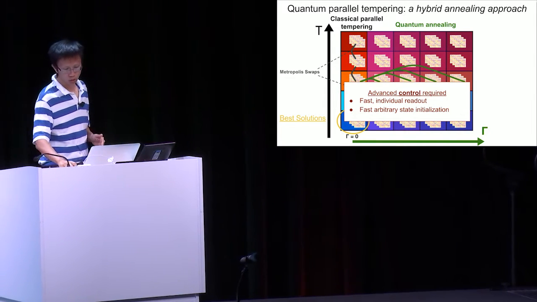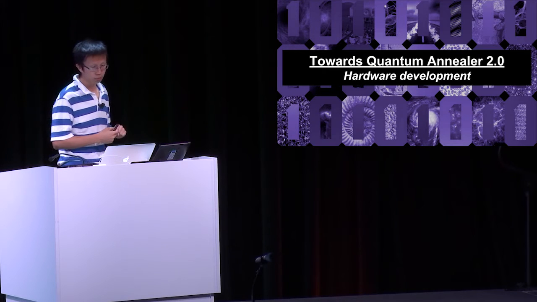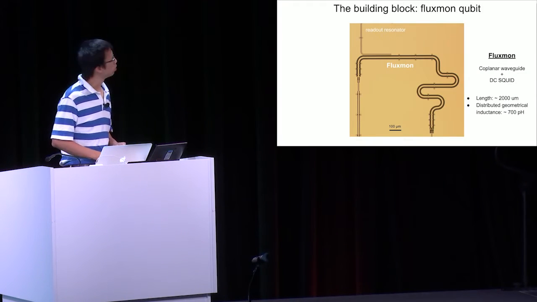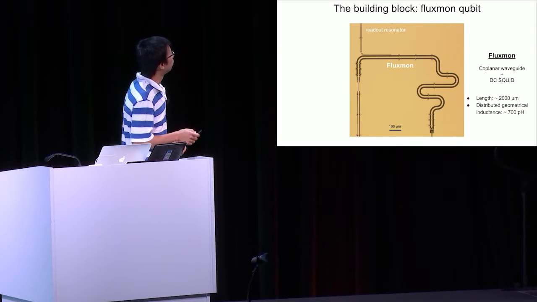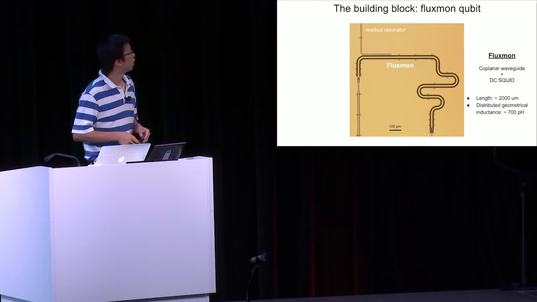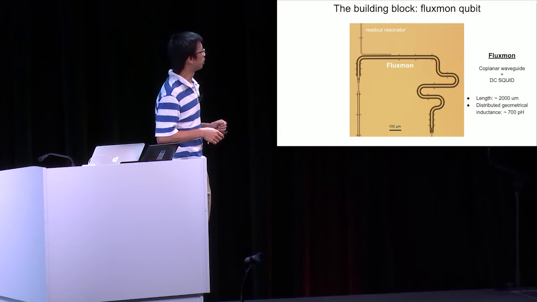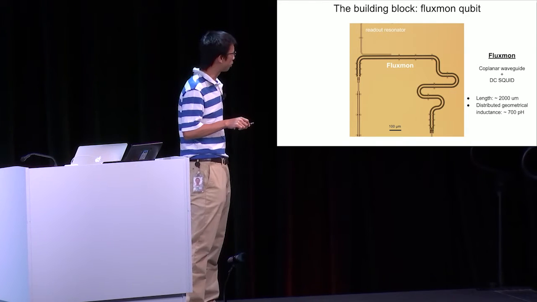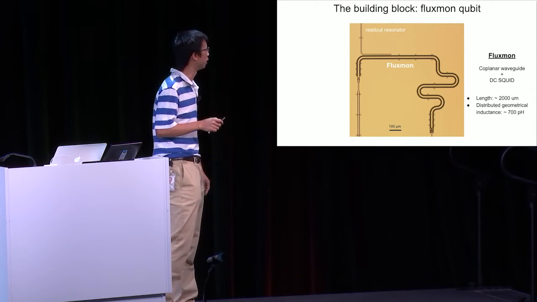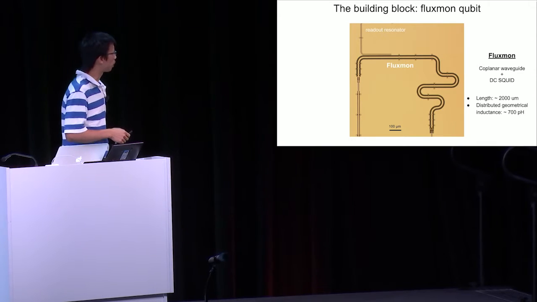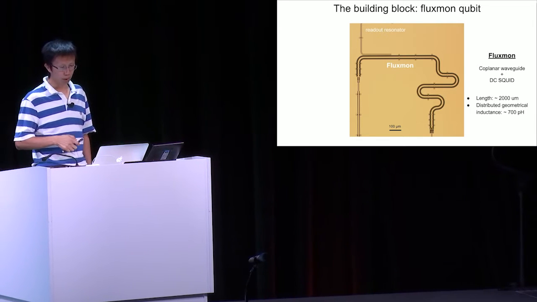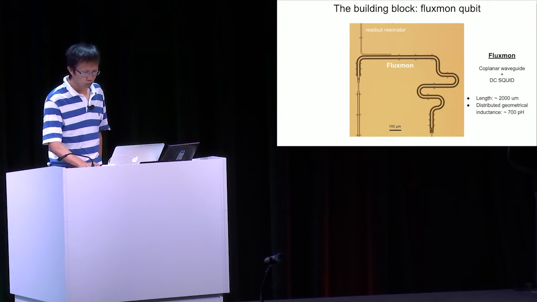So let me tell you what our current development is in terms of hardware. First of all, I want to introduce the fluxmon qubit, which is a building block of our Quantum Annealer version 2.0. It is still a flux qubit, as you might be familiar with. We have a squid at the bottom here, and it's shunted with a coplanar waveguide as this meander line. So this is a qubit that we built. We think it's suitable for a quantum annealer because let me show you some features.